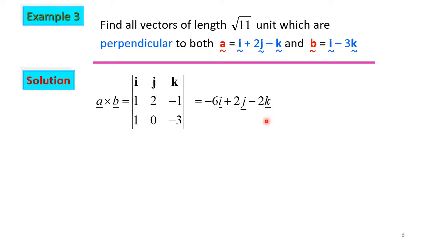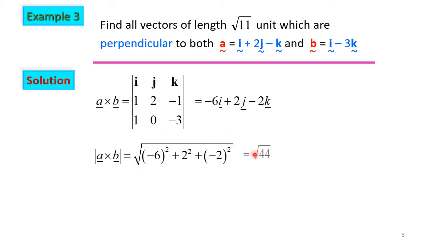Okay, so from here, remember the first subtopic we already discussed this kind of question, right? The vector of a given certain length. Remember what you need to do? Yeah, you have to find its unit vector first, right? So after we find the cross product here, then we need to find its magnitude. Remember the formula for the magnitude. So the magnitude will be root 44.